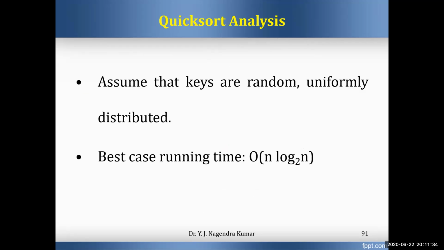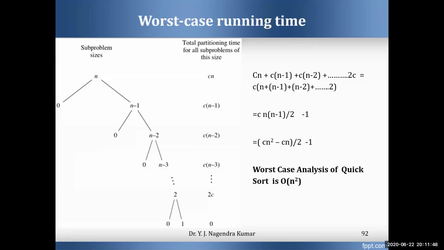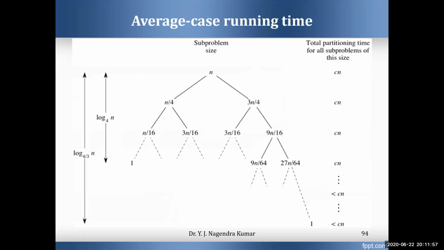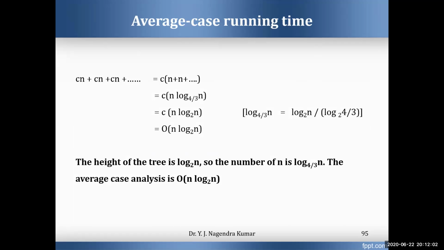Now the final step, the running time. Here also the time complexity of quicksort is order of n log n, just like in mergesort. And the worst case is what? Order of n square. The best case is order of n log n. The average case is also order of n log n.